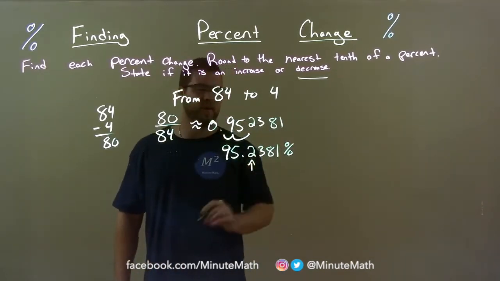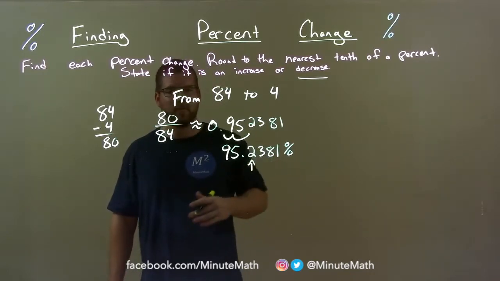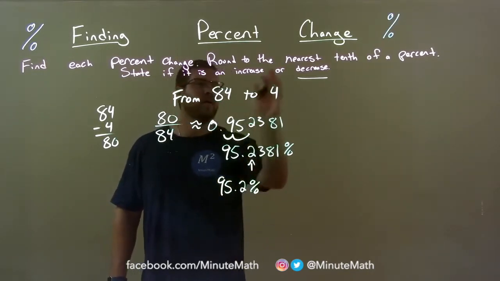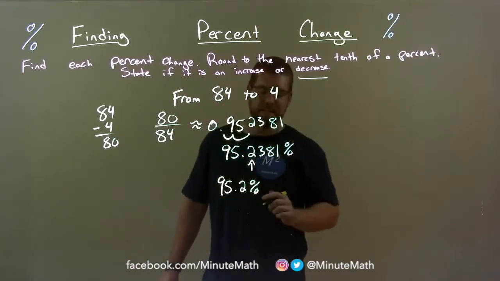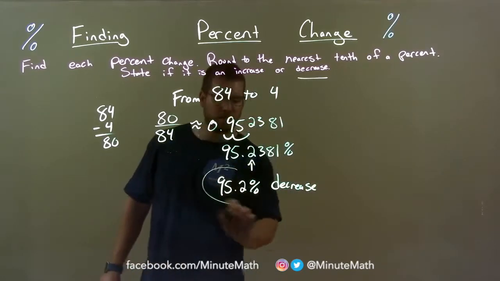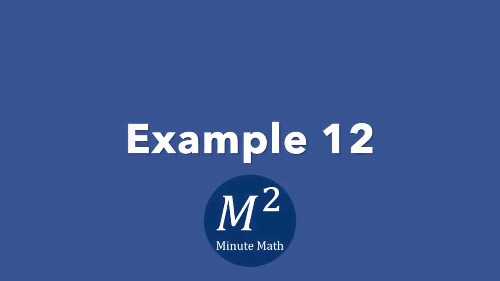We look at the tenth place of 2, look to the right, see the 3. 3 tells us that 2 stays where it is. 95.2%. We already stated that this was a decrease. And there we have our answer, 95.2% decrease.